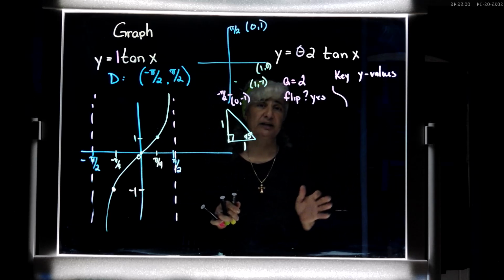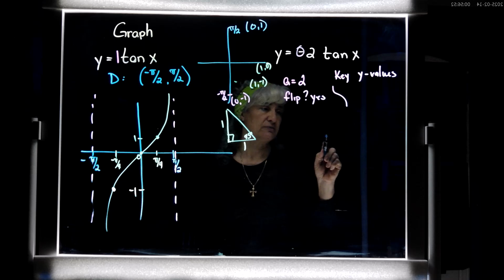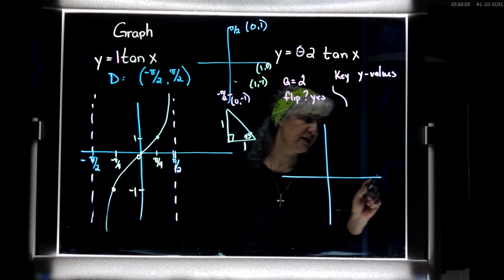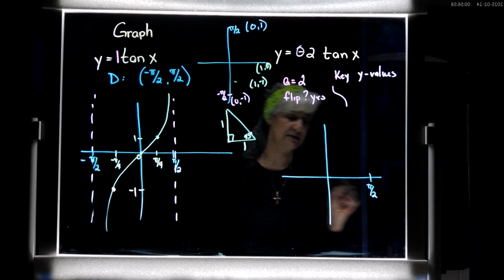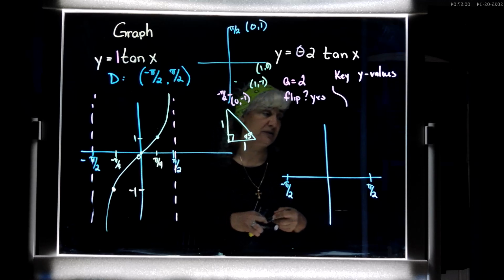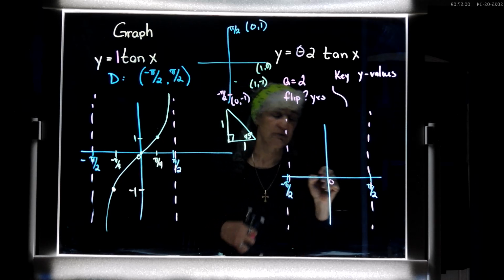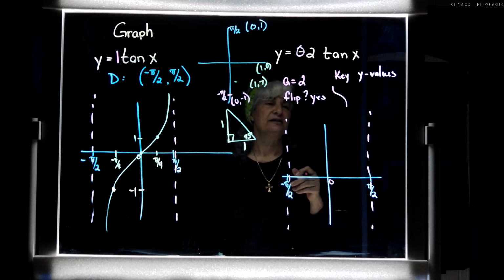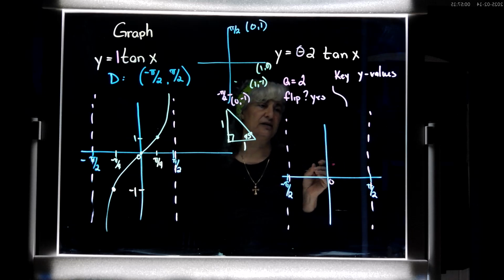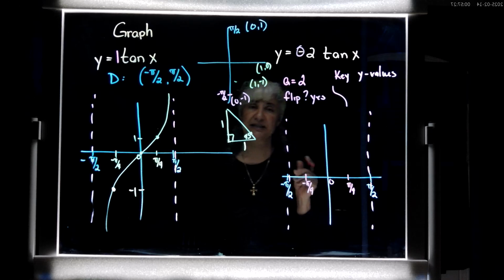Now, there was no shifting, right? There was no phase or horizontal shift whatsoever, right? So when I plot this, I still have my asymptotes, negative pi over 2 and positive pi over 2. These are still my asymptotes. Nothing's changed on that. And nothing has changed on the length of one rotation, the period. So I'm still going to use pi over 4 and negative pi over 4 to help me identify this graph.